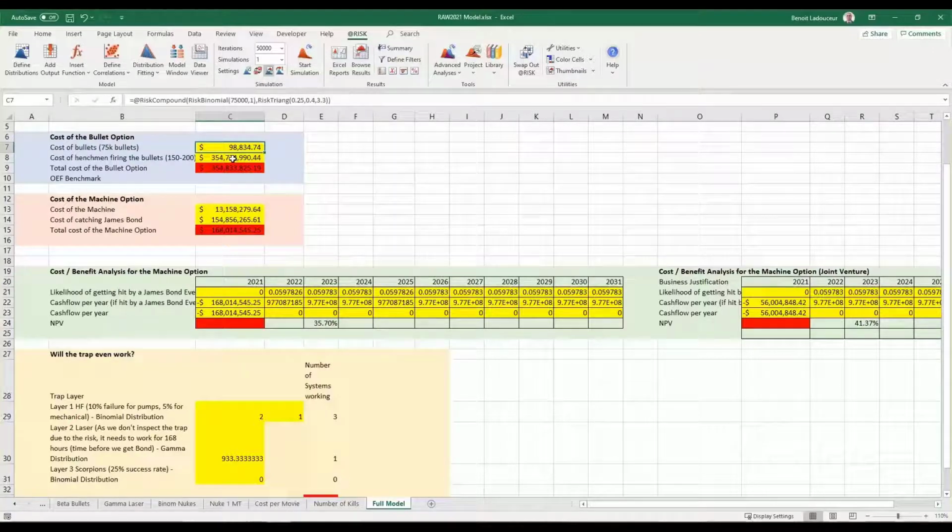Then we're a good organization. We try to promote benefits for a henchman. I think it's not done enough in this industry. So what we have here is the cost of the henchman firing the actual bullet.